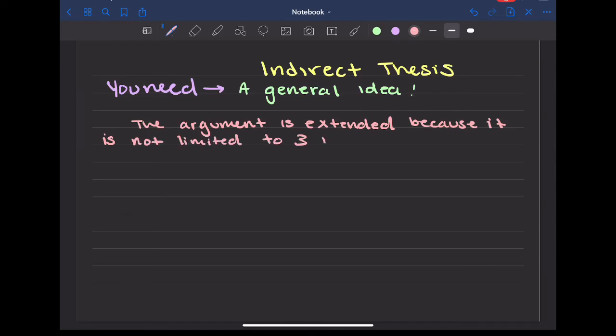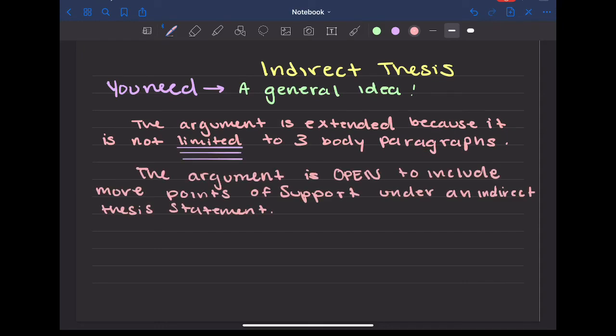This is why an indirect thesis would work for a research paper or a paper that's longer than 5 paragraphs. Ultimately, the argument is open to include more points of support under an indirect thesis statement. Let's dive into an example.